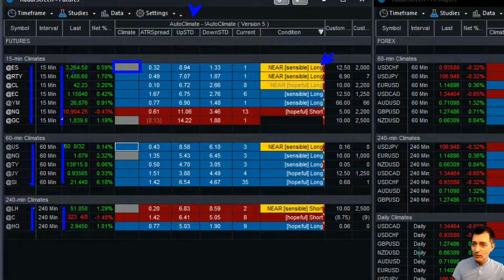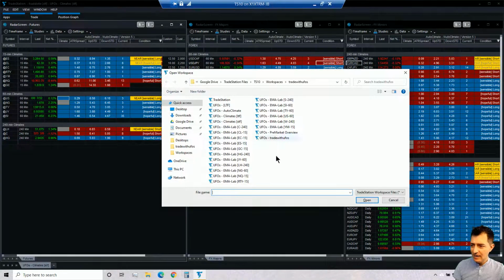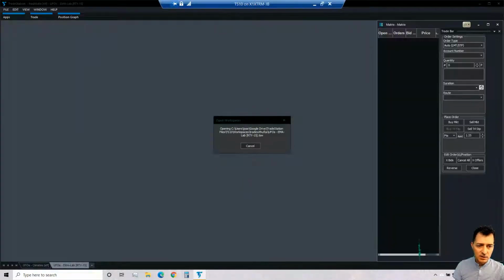Anyway, so what do we have? Well, one opportunity we can start the day with, okay, it's the Russell. Why? Because we do have a defined climate, it's blue color, and we have the indication, we have our alert near sensible long. So let's go ahead and open the workspace for the Russell, and let's see what the Russell has to offer to us in today's session.